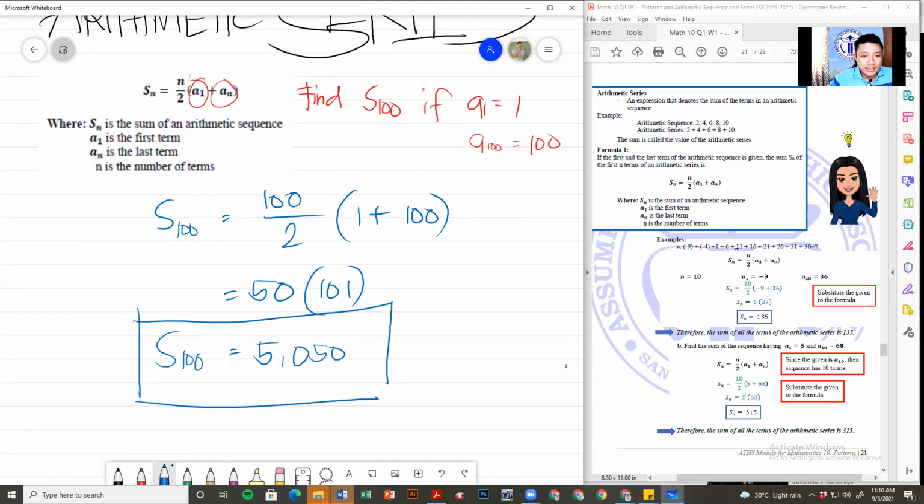That's it. So that's how we find the arithmetic series. Very good, Chester. That's correct. 5,050. Okay? Show a reaction about this process. Show a reaction, please. Let me see your reaction. Very good.